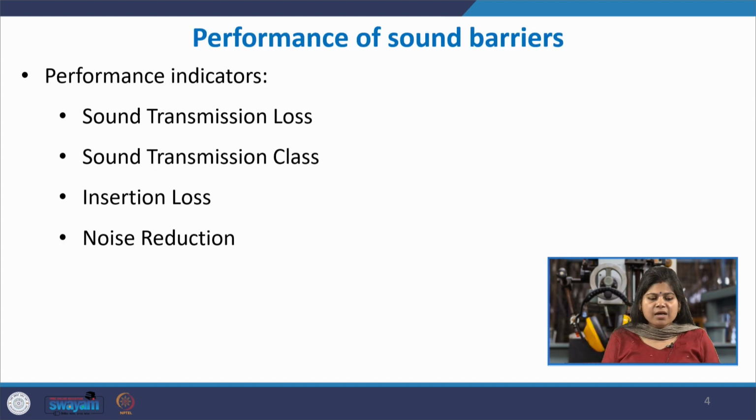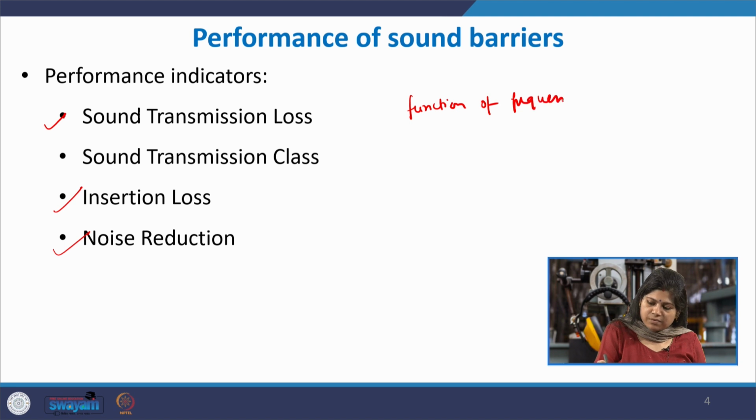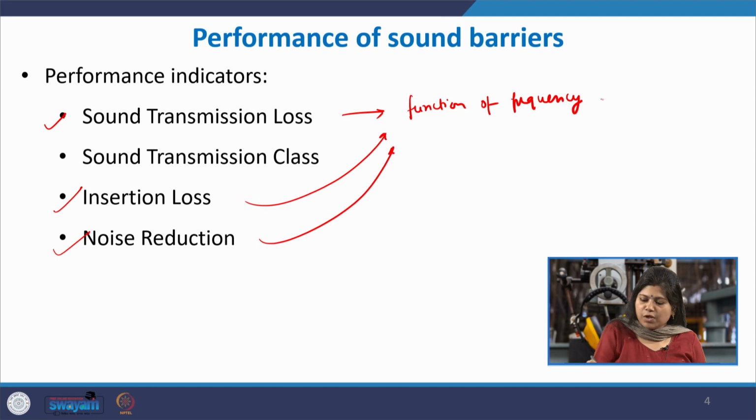So, let us see. To quickly say, the performance of the sound barriers can be evaluated using various kinds of measures. We have the sound transmission loss, insertion loss, and noise reduction. All of these are not a single value, but they are all functions of frequency. It is not a single value measure.